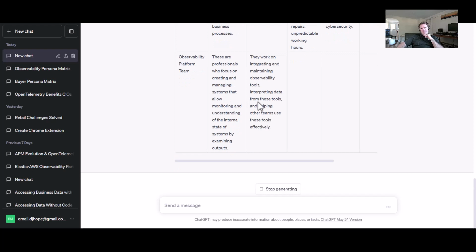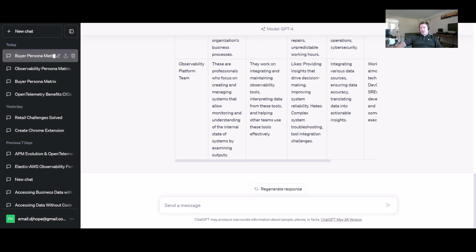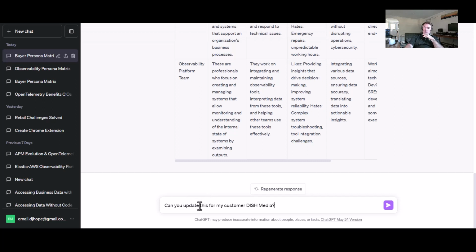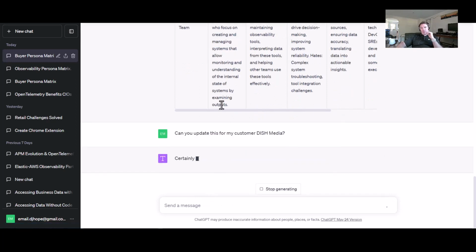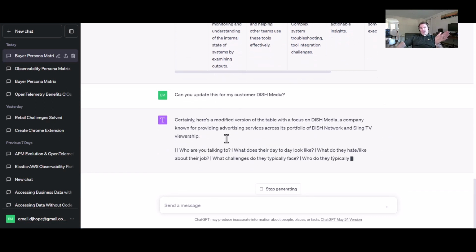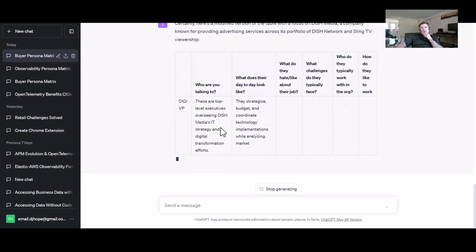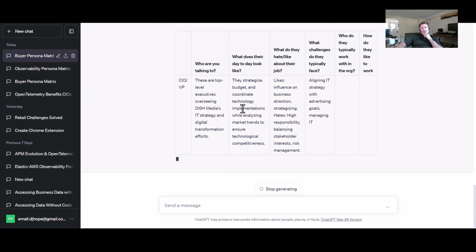Now, it's filling in one here for the observability platform team, which is the last persona I asked it to do. I'd actually like ChatGPT to be a little bit more specific. This is pretty generic stuff, talking about personas in the observability space, but I'm actually meeting with a customer, Dish Media. I actually want to know what they care about. So let's update the matrix specifically for Dish Media. So they're saying, hey, they're known for advertising services and various things like that. And so now I'm getting this idea that they care a lot about Dish Media's IT strategy.